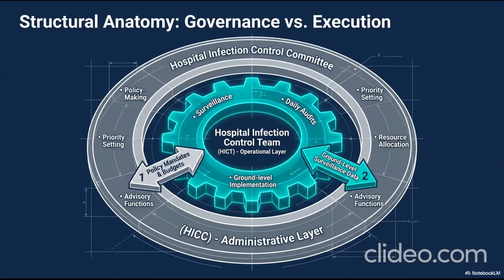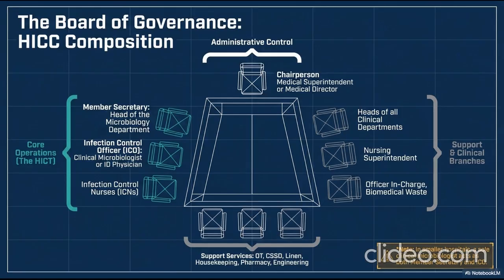Slide 2. The 5 foundational pillars. A high-performance program rests on 5 pillars. Under the roof of patient safety and quality improvement, we have 1. A multidisciplinary HICC. 2. A localized IPC manual. 3. An integrated antimicrobial stewardship program. 4. Continuous staff education. And 5. A dedicated annual budget for infection control measures.